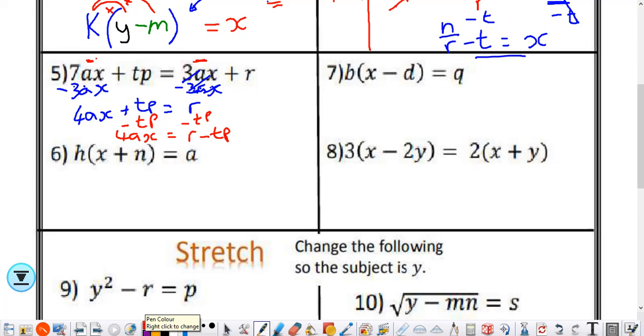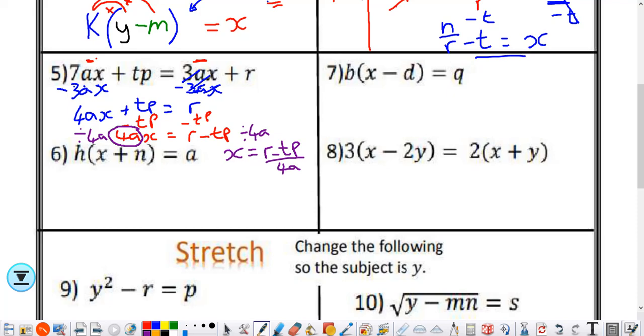So if I wanted to get rid of the whole of that first section, the 4a is multiplying the x. So I can get rid of it in one go by dividing by 4a. So I'm going to divide by 4a. Now if I try and write that in a way that looks a little bit neater, x equals r minus tp divided by 4a, and again I'm just putting it in fraction form there.